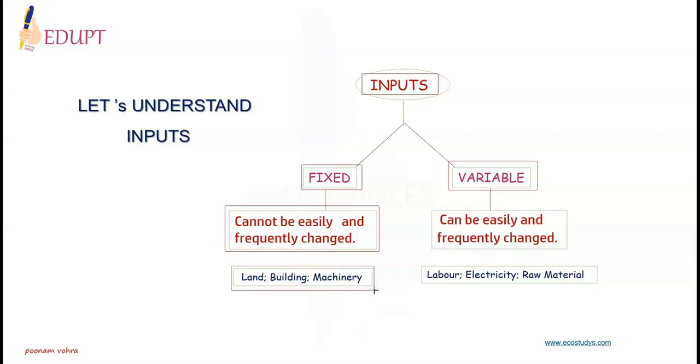Since these inputs get fixed once they have been installed, their quantity does not change with change in the amount of commodity produced. Whereas variable inputs are those which can be easily and frequently changed in quantity. They can be acquired and disposed of immediately without any lapse of time, like labor, electricity, raw material, etc. Since these inputs are variable, their quantity changes with the change in the amount of commodity produced.